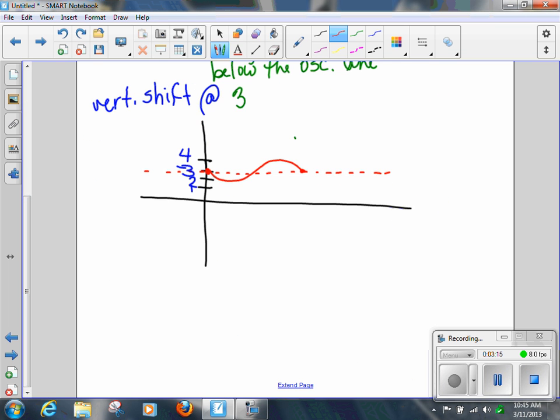Did my minimum value go to 2? Yes. Did my maximum value go to 4? Yes. Everybody cool? Is this easy so far? Yeah, it is very simple. Don't make this more difficult than it needs to be.